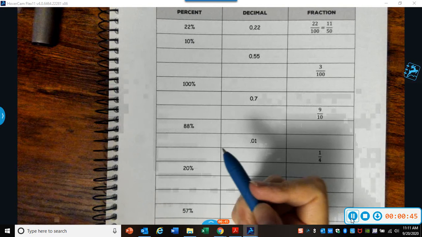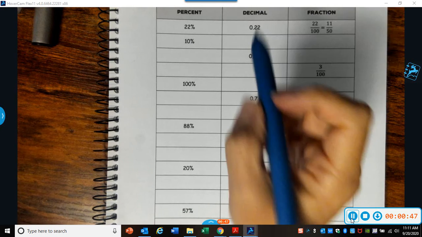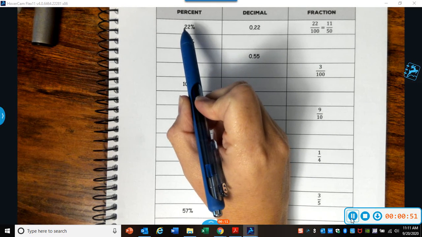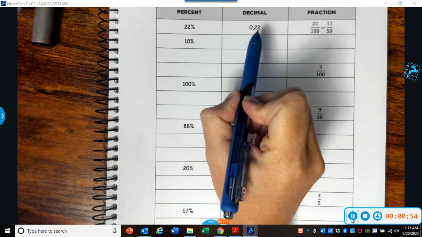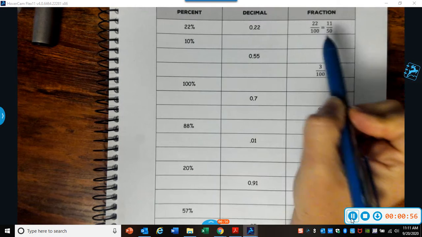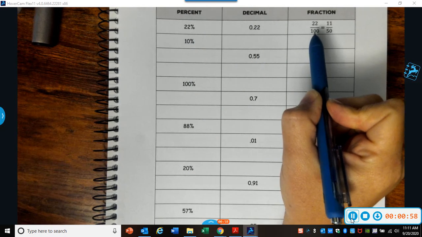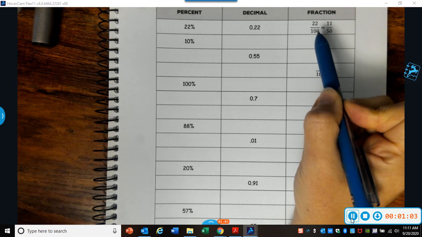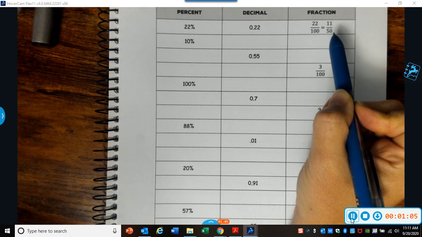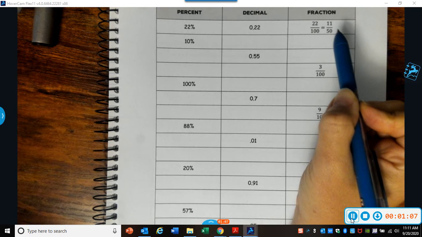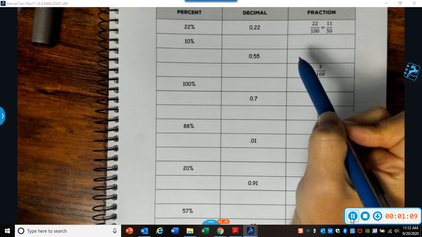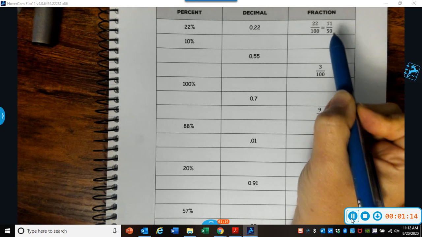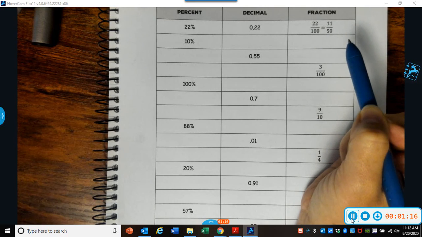All right, the first row is already done for us. 22%, the decimal was moved 2 times to the left. That's how they got 0.22. That last number's in the hundredth spot, so 22 over 100. And then finally, it was simplified from 22 over 100 to 11 over 50 by dividing by 2. All of our answers need to be in simplest form always, so we're not going to be done with the problem unless we have a fully reduced fraction.